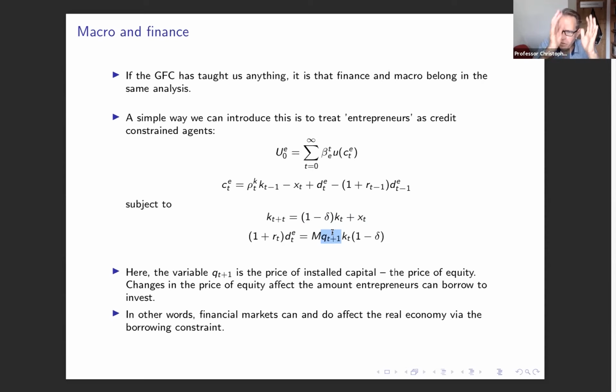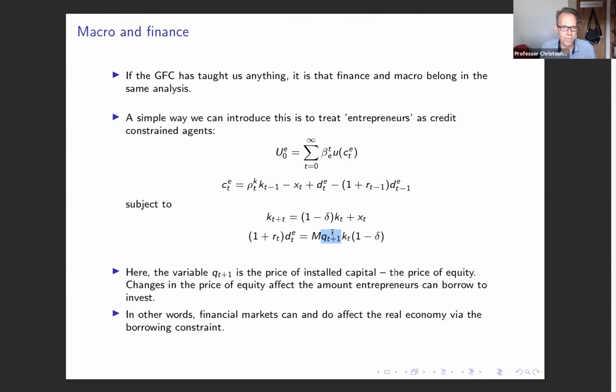Because you've got finance and you've got macro. And so in finance, you learn how to price an option, how to price shares or whatever. So what we have here is a model where a fall in the share price has a direct effect on the macroeconomy.